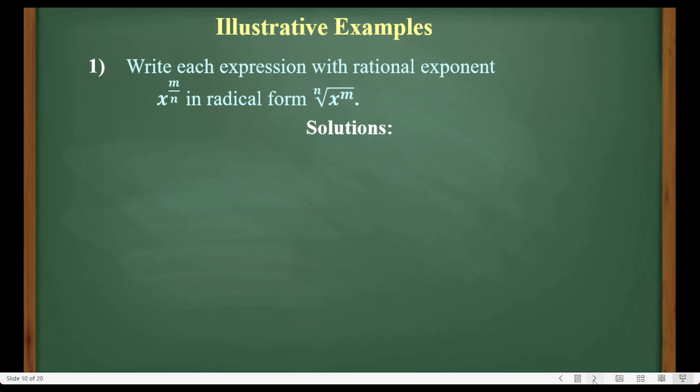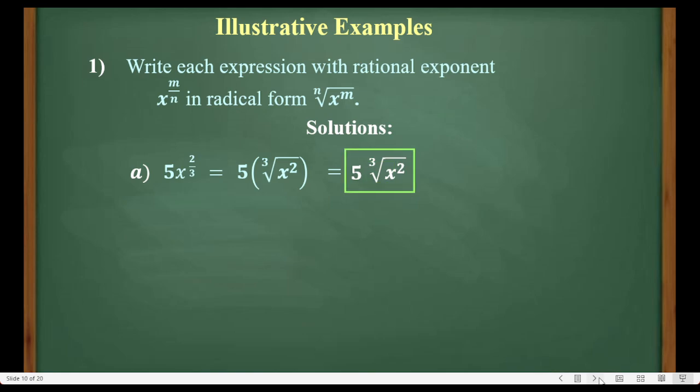For our solution, let us take the following examples under this first set. Suppose we have 5x raised to 2/3. Now, to express this in radical form, following this formula, this given expression will become 5 times the cube root of x squared. And if we clear the parentheses, this will become 5 times the cube root of x squared, which is our answer.